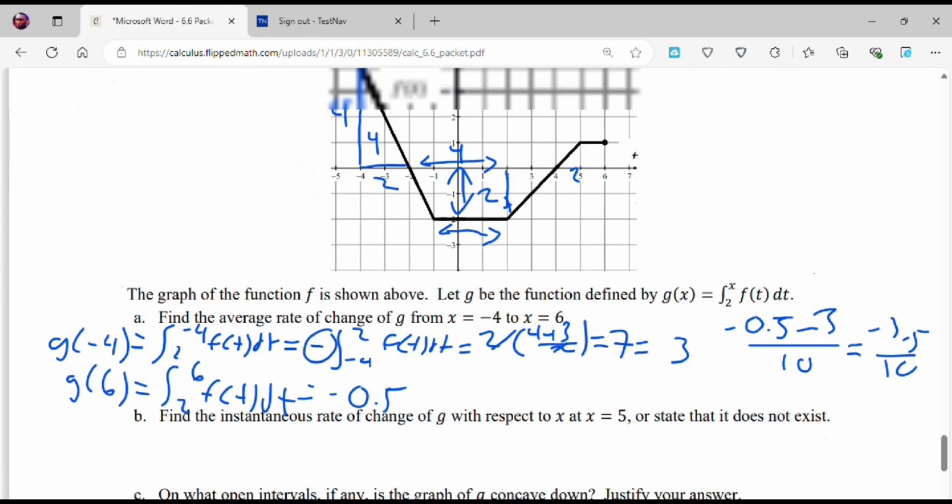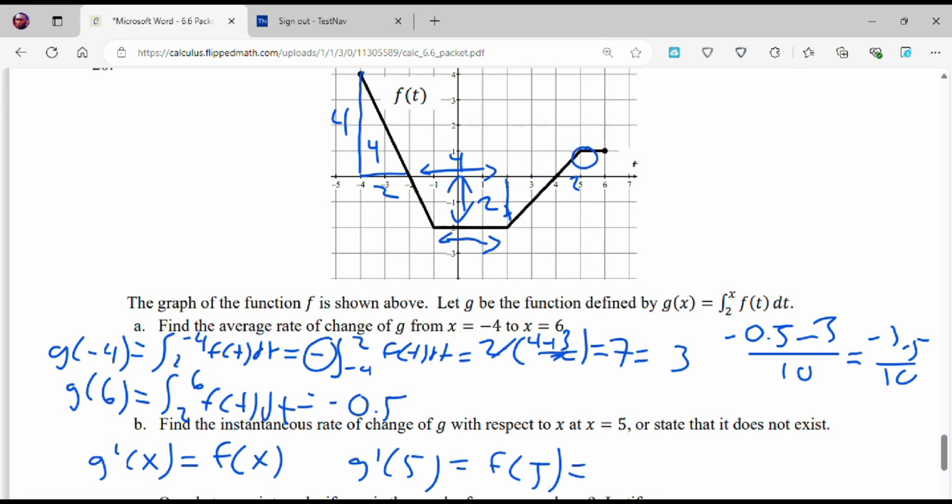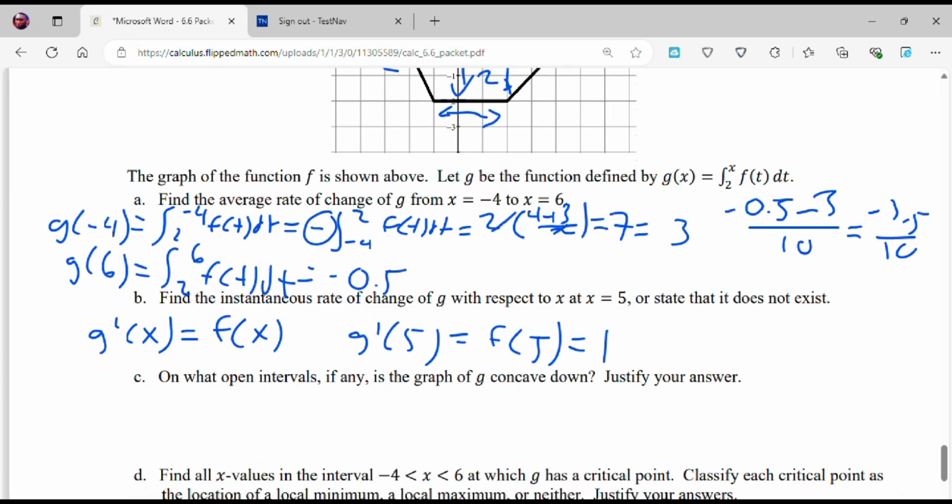All right. B, find the instantaneous rate of change of g with respect to x at x equals 5, or state that it does not exist. So by the fundamental theorem of calculus, g prime of x is equal to f of x. G prime of 5 equals f of 5. So we can see right here, f of 5 is equal to 1, so +1.